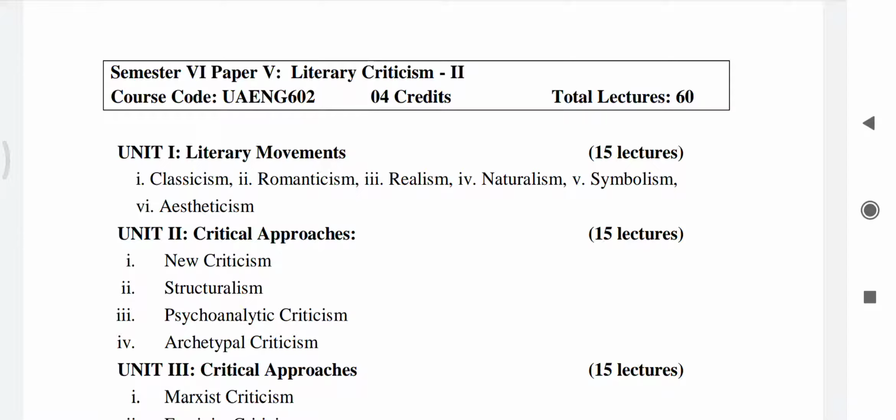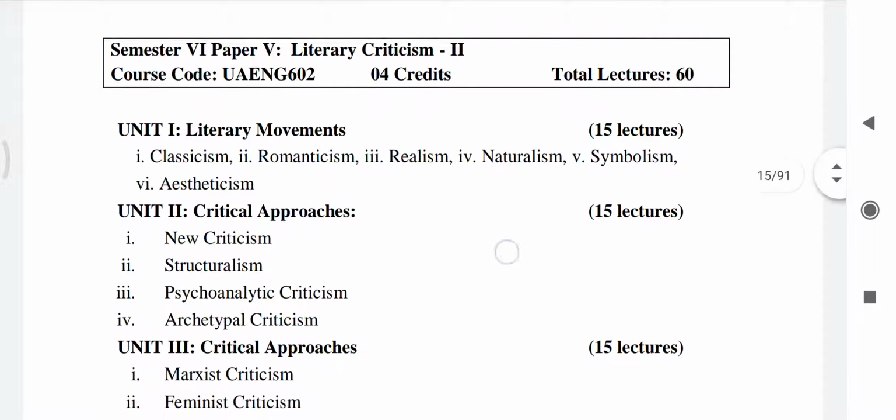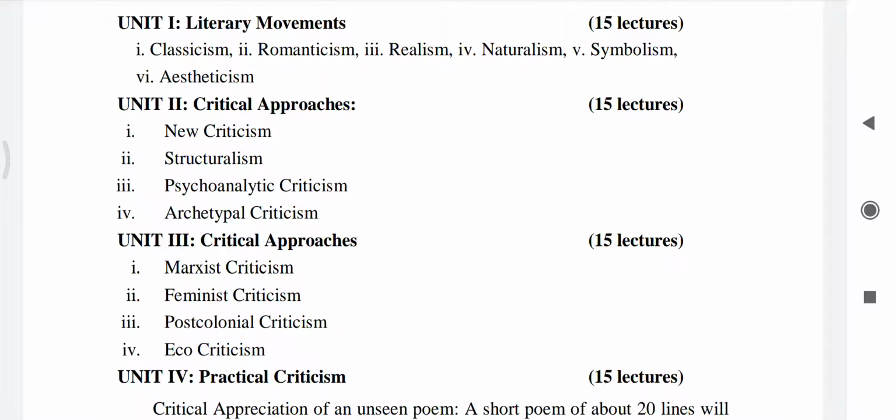These new critical approaches arose in the modern age, and they need to be studied. We have new criticism, we have structuralism, psychoanalytic criticism and archetypal criticism. So we have these different types of criticism, and these modern critical theories and approaches need to be studied. So we have critical approaches.